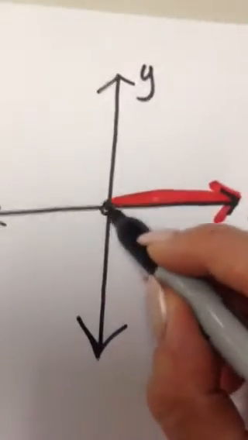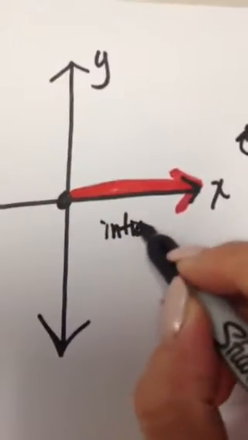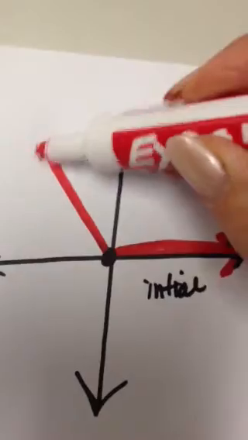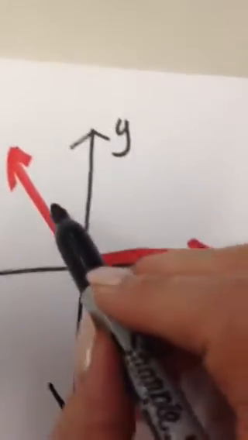My vertex is here in the center, and then my terminal side is the place where we end, and that is this ray that is in quadrant 2.